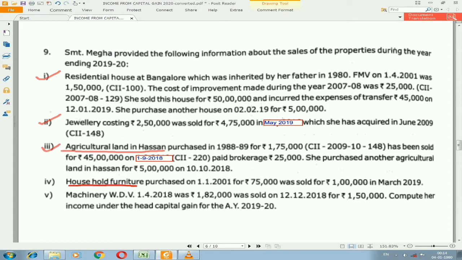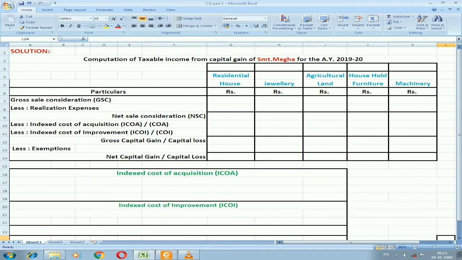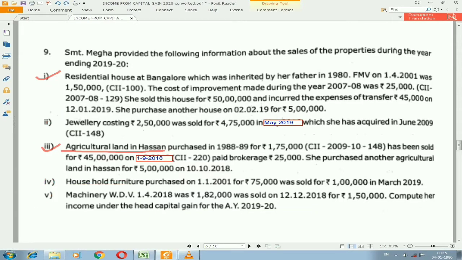Residential house and jewellery will also come under capital asset category, but household furniture, as they have mentioned, is a movable asset. If that movable asset is used for personal, household usage, that will be exempted. Machinery will be taken as it is, as they have not said anything about that. As I have mentioned, exempted for household furniture because it is used for personal use and it is also a movable property. Other than that, all other assets we are supposed to consider, and we need to find out for each asset whether it comes under long term or short term.